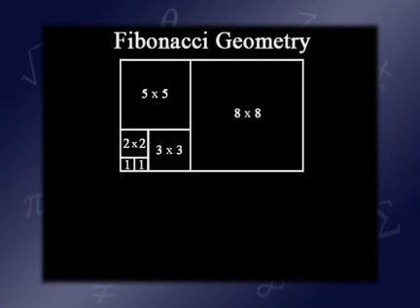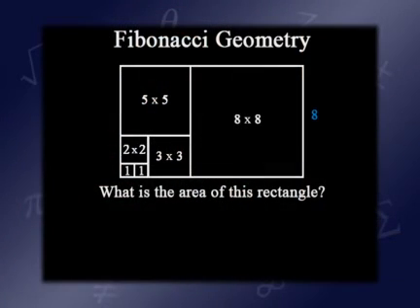Now, do you notice the dimensions of those squares? 2 by 2, 3 by 3, 5 by 5, 8 by 8: 2, 3, 5, 8. Who do we appreciate? Fibonacci again. Here's my question to you. What is the area of this rectangle? Well, what are the lengths of the sides of the rectangle? The side on the right has length 8.